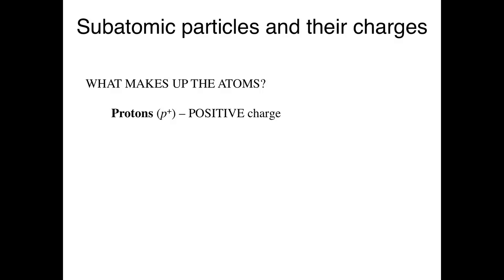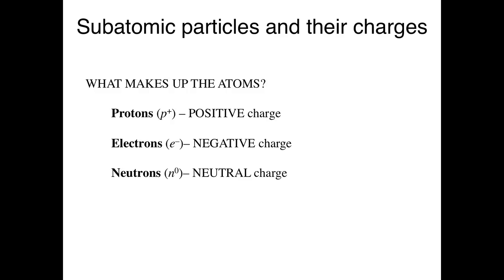So now we know that atoms are composed of a positively charged particle called protons, and we abbreviate that with a P positive sign. It is also composed of a negatively charged particle called the electron, symbolized by E and a negative charge. And lastly, it also has a particle that does not have a charge, and this particle is called the neutrons.